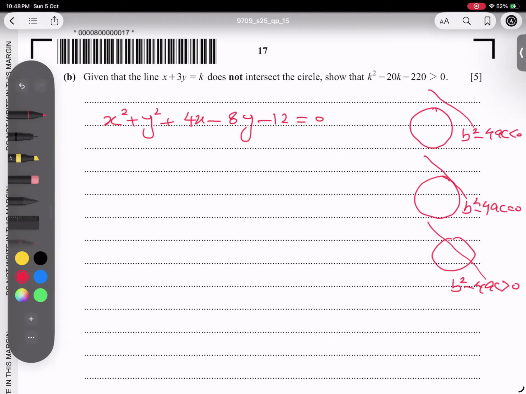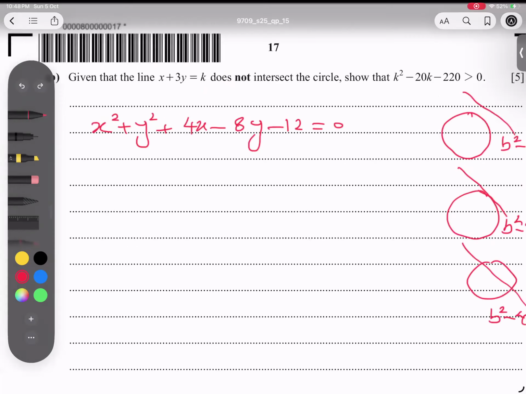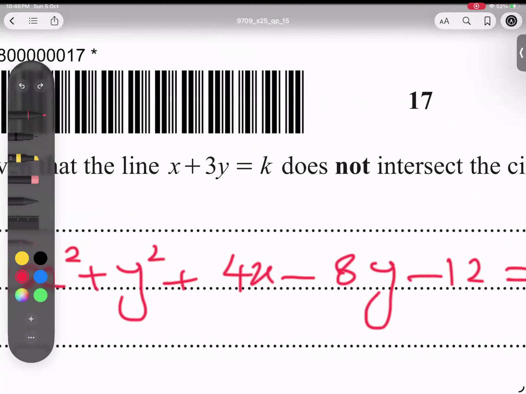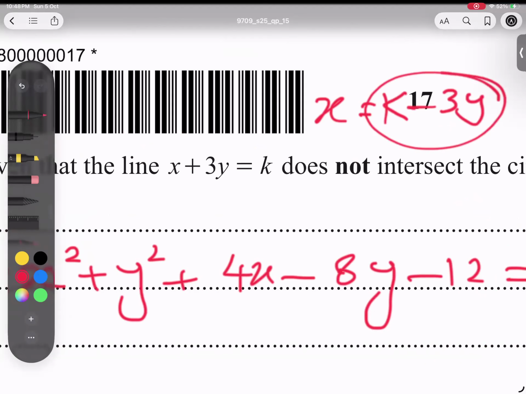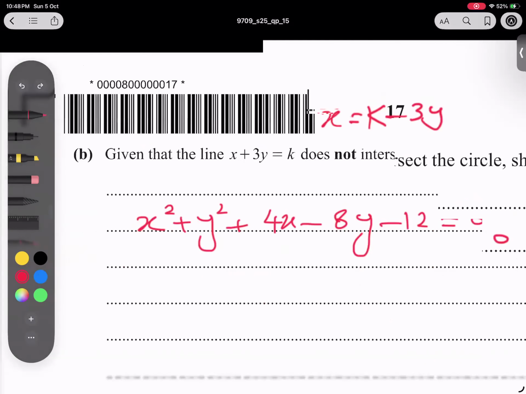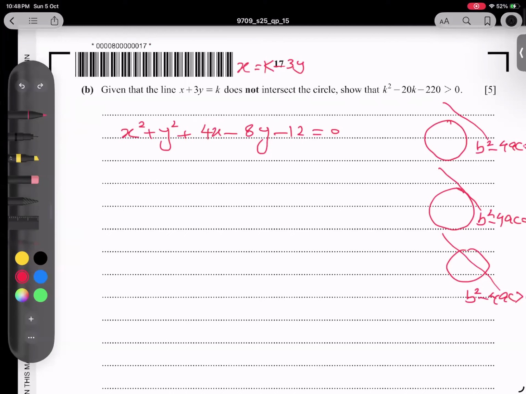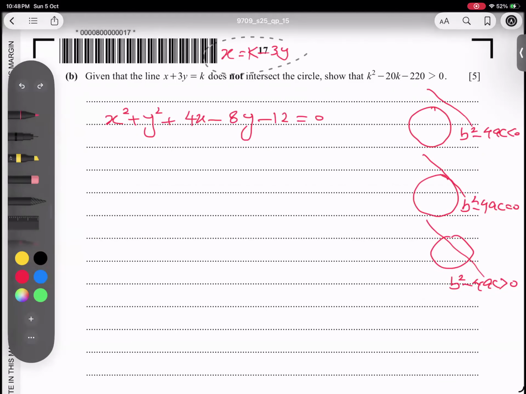So what is that now? We will take it, but first of all, make either x or y the subject. I think x is easy to make the subject. What is x? x is k minus 3y. This value of x I'm plugging in here and here. I can make anything the subject, no problem at all. So I'm replacing this value.